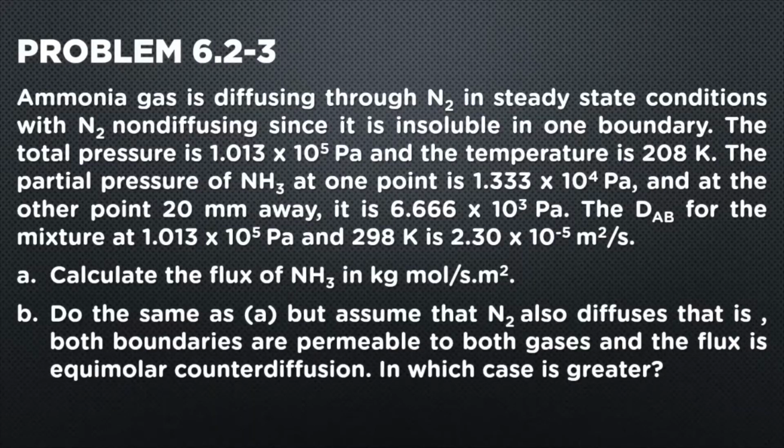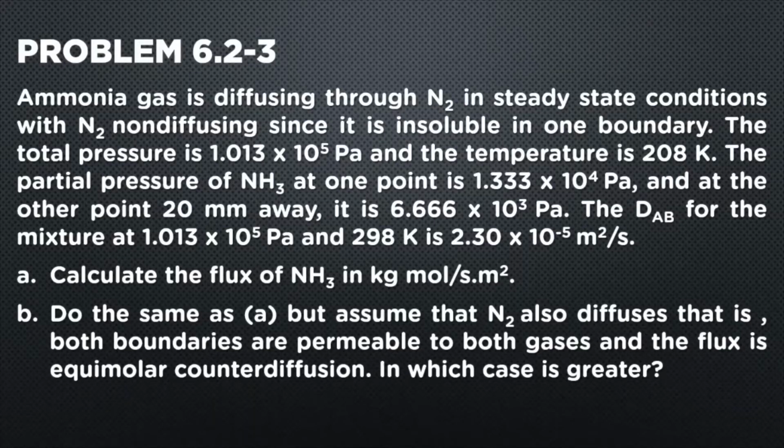Calculate the flux of ammonia in kilogram mole per second meter squared and do the same as A, but assume that nitrogen gas also diffuses. That is, both boundaries are permeable to both gases, and the flux is equimolar counter diffusion, in which case is greater.